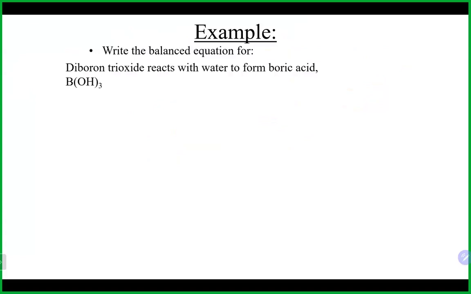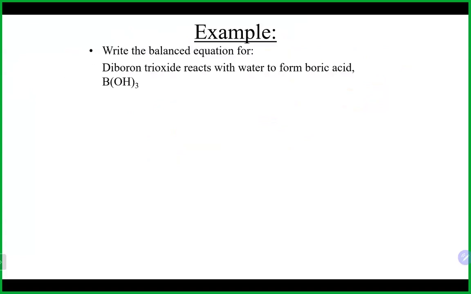All right, so why don't you give this one a go? Turn the words into formulas and see what you get here, yeah. So what is diboron trioxide? That is some prefixes, right? So that's good. So that is like a B2, yeah. Tri is 3, oxygen is O. B2O3 reacts with water.